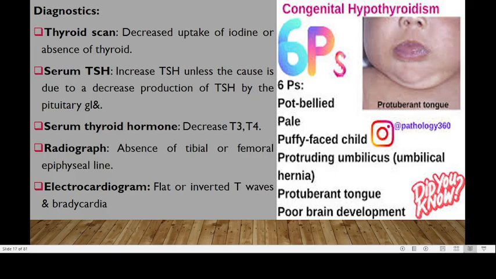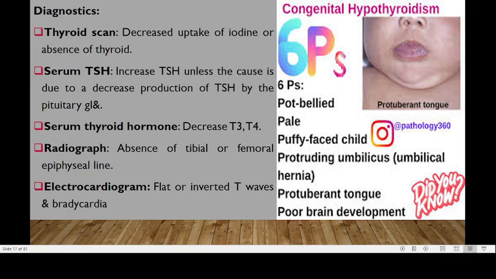Serum thyroid hormone will show decreased T3 and T4, triiodothyronine and thyroxine hormone. Radiograph will show absence of tibial or femoral epiphyseal line, and electrocardiogram will show flat or inverted T waves and bradycardia.